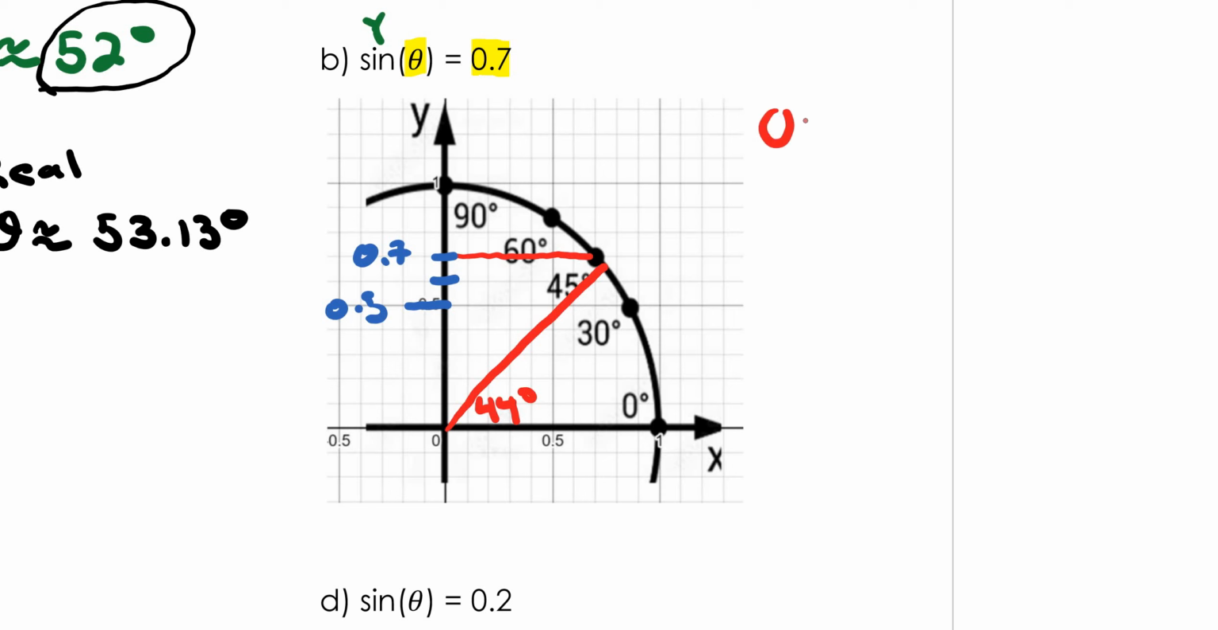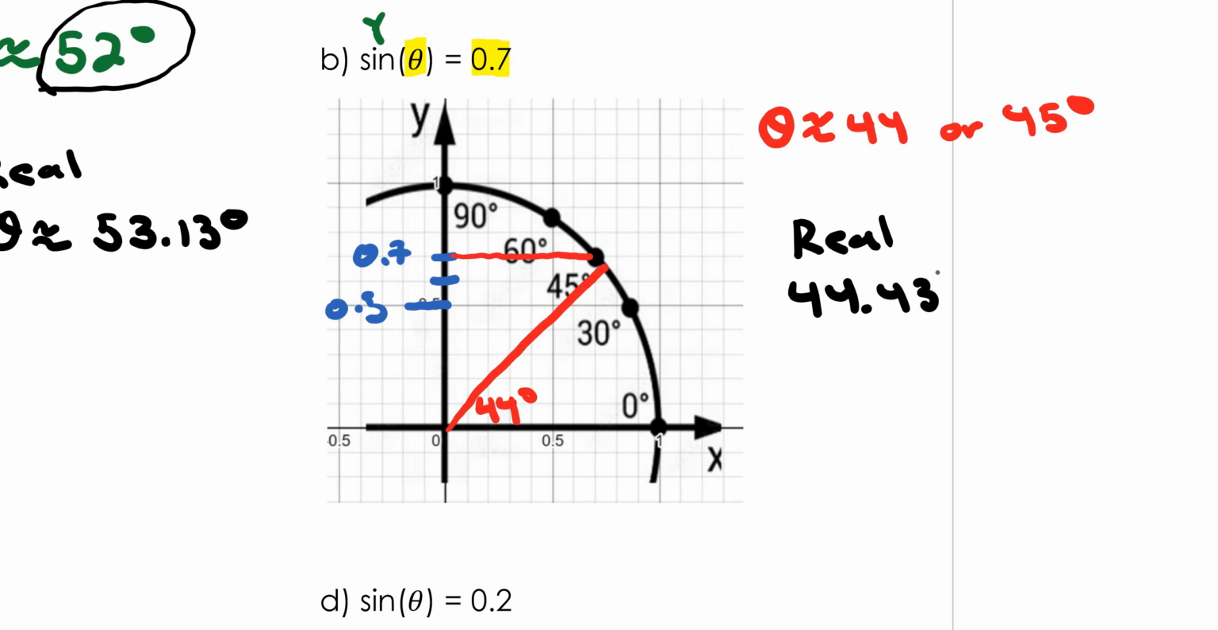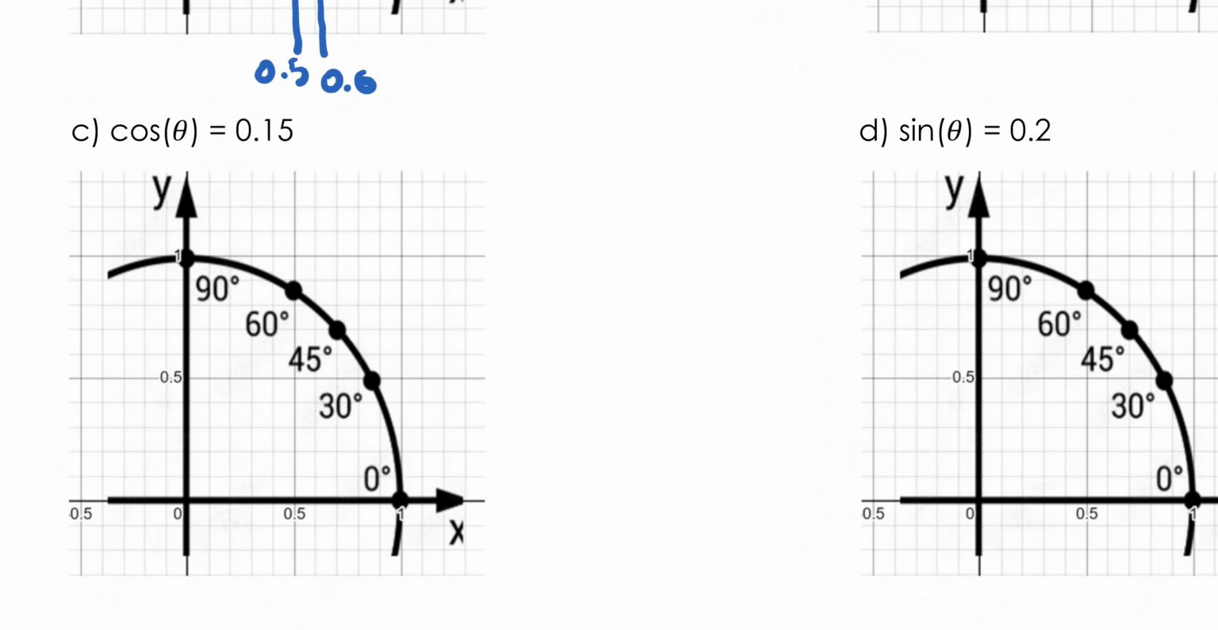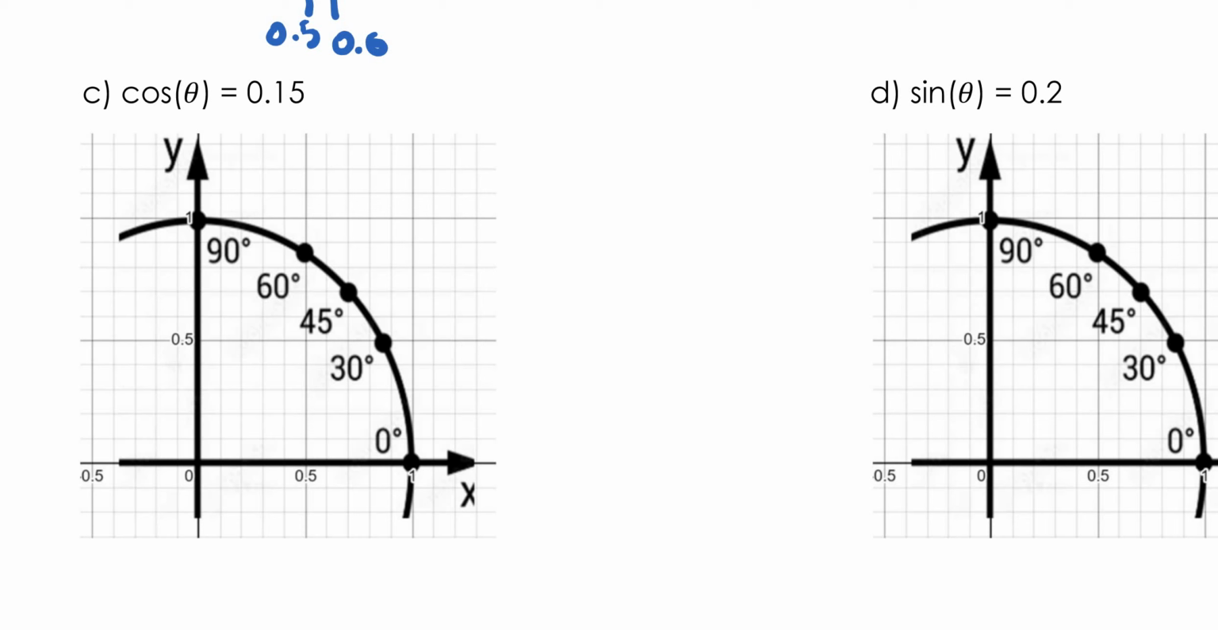So my approximation, maybe it could be 44 or 45 degrees as an approximate. I know the real answer is going to be 44.43 degrees, but I guess, you know, if you're on that 45-degree angle, you're close enough, I guess. So there's my approximation there, but the real answer is that. And I'll show you the screenshot on what you would input into your calculator to verify these answers here in a bit. Let's just keep on going here.